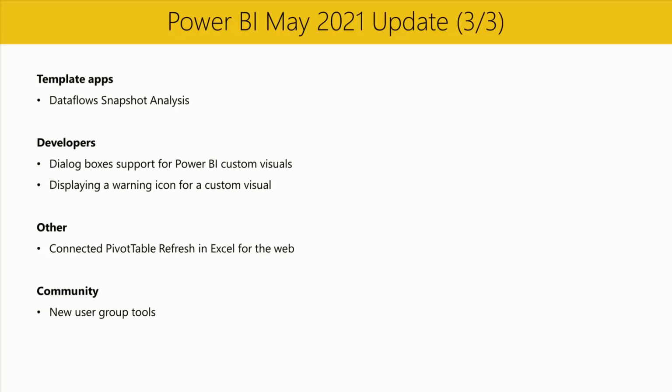Visit community.powerbi.com and look for the voting option under the rotating carousel on the right-hand side of the page.